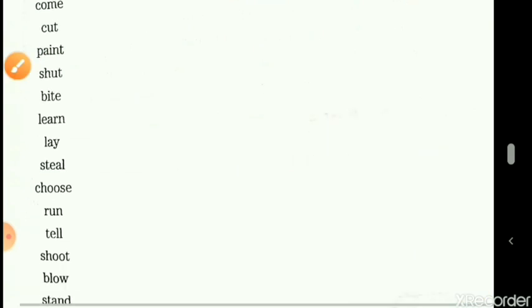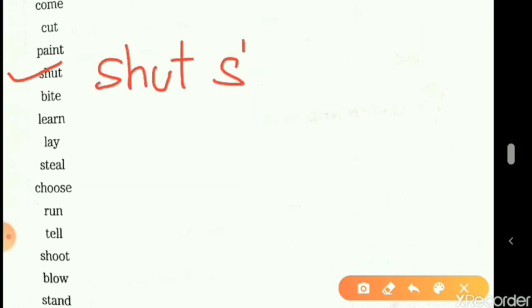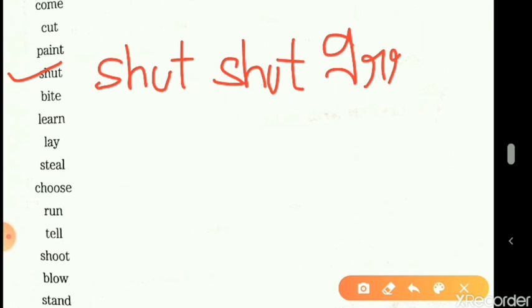Now, students, the next example is shut. In shut, students, all the three forms remain the same, no change. So again, shut, shut, shut, an example of irregular verbs. We haven't added ed, so they are not regular verbs. The word will remain the same in all the three forms.